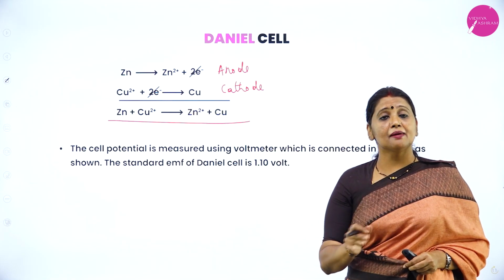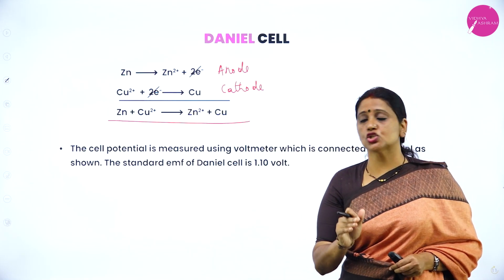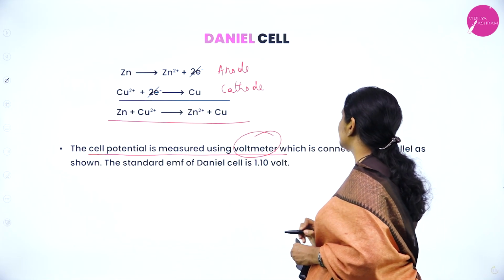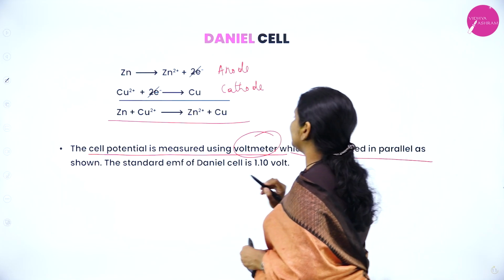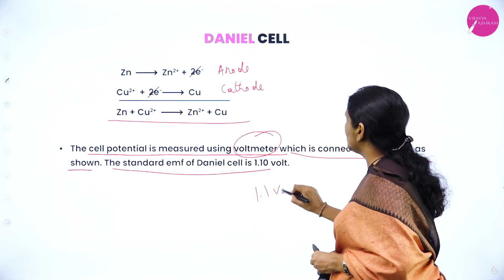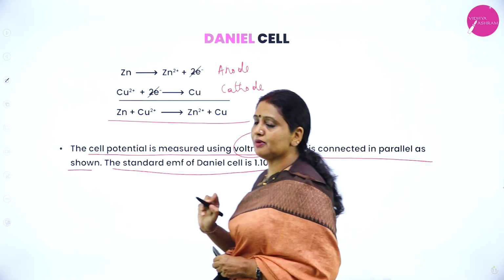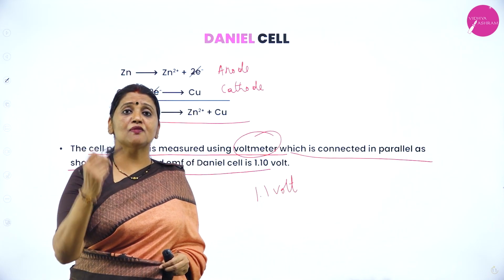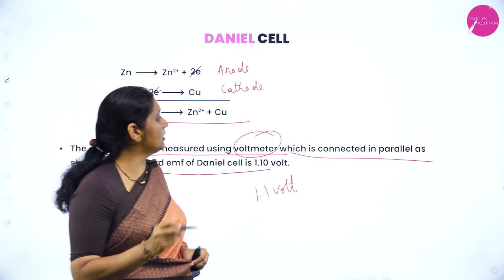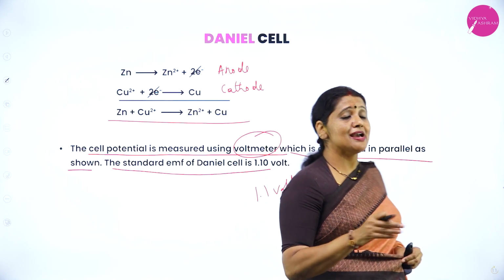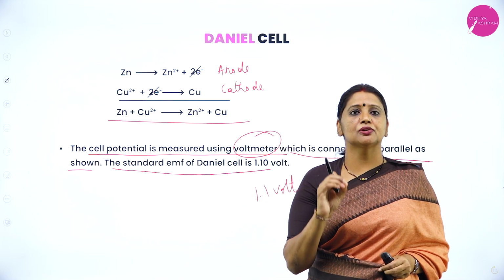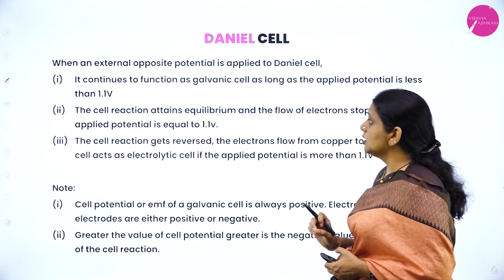As you know, EMF is measured by using a potentiometer. Cell potential is measured by using a voltmeter, which is connected in parallel as shown. The standard EMF of the Daniell cell is 1.1 volt. What's the EMF value of Daniell cell? The EMF value of Daniell cell is 1.1 volt. So, EMF is measured by potentiometer, and cell potential is measured by using voltmeter.